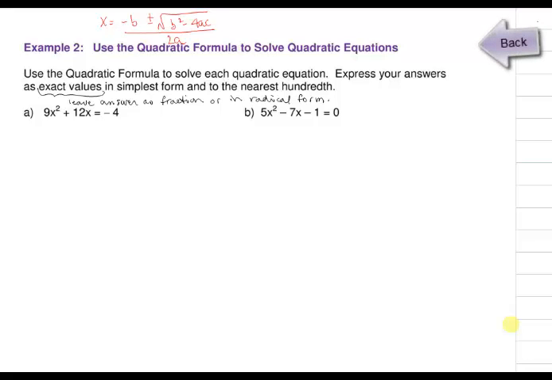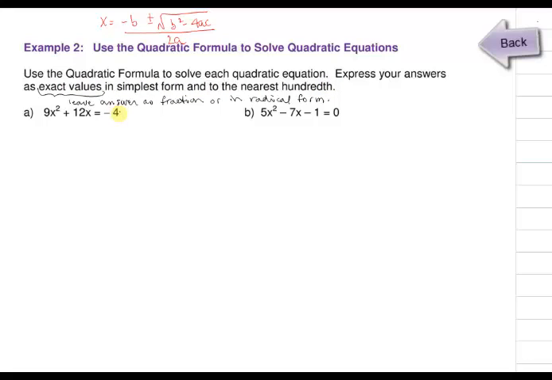So in this example, we're going to use our quadratic formula to solve quadratic equations. I've written the quadratic formula at the top of the page for easy reference. We're going to use the quadratic formula to solve each quadratic equation. We've got two. Express your answers as exact values, meaning that you should leave it as a fraction or in radical form. And so exact values in simplest form and to the nearest hundredth.